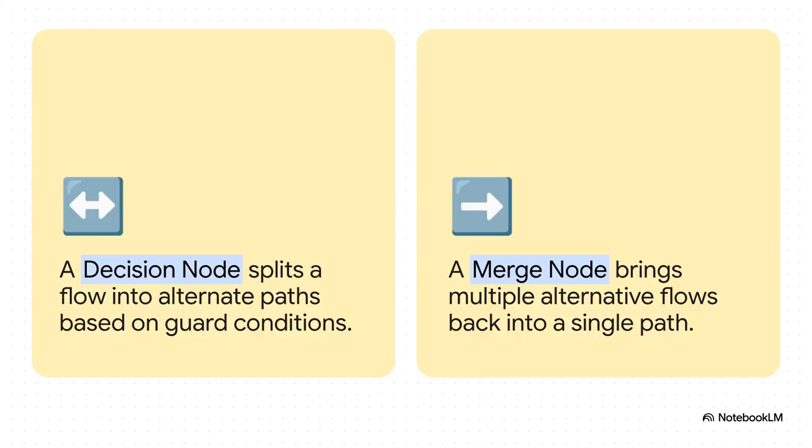Decision and merge nodes, they're really two sides of the same coin. The decision node, which is that diamond shape, is where you get a branch in the flow. It's basically asking a question. The merge node, also a diamond, is where you bring those separate alternative paths back together into a single stream.